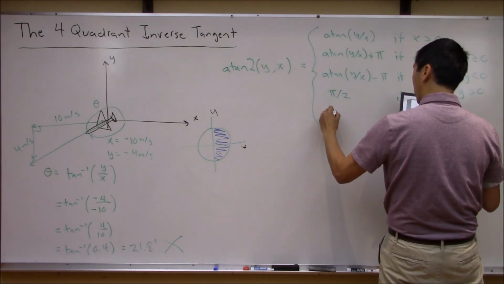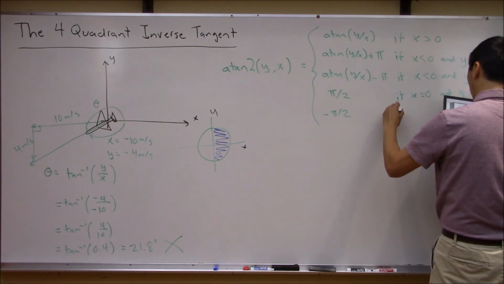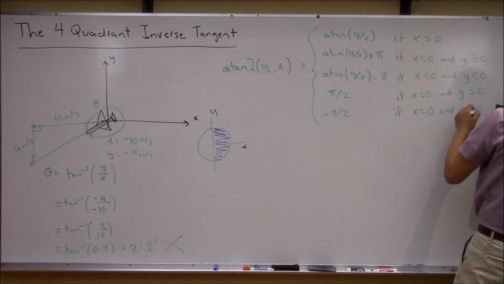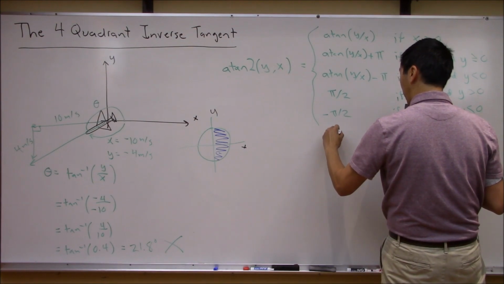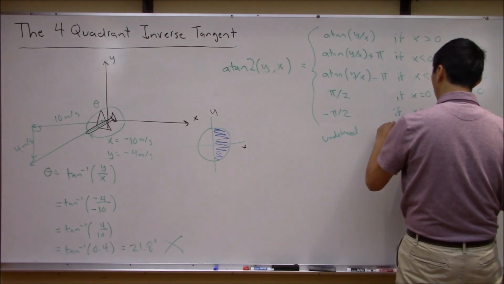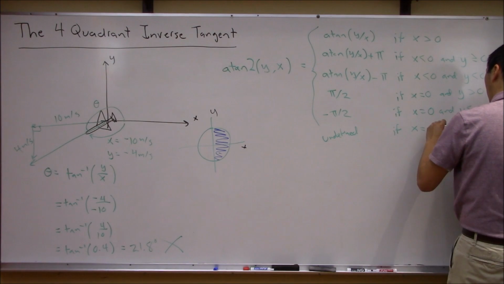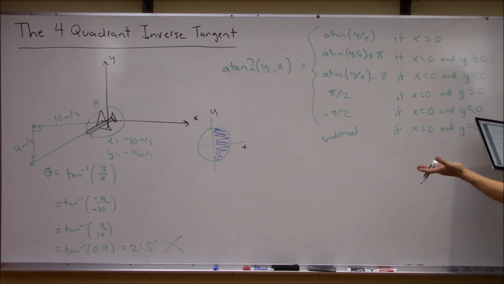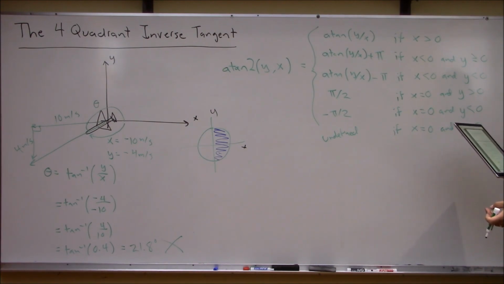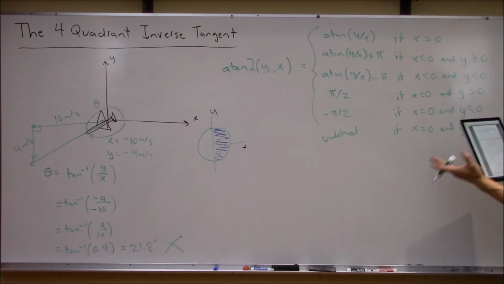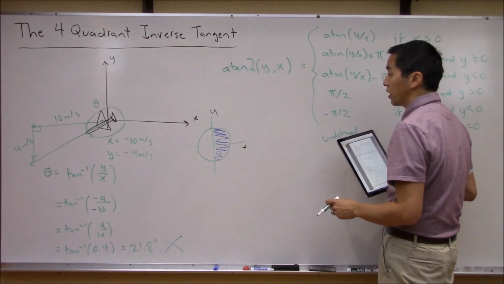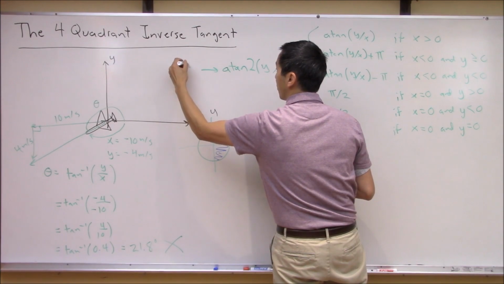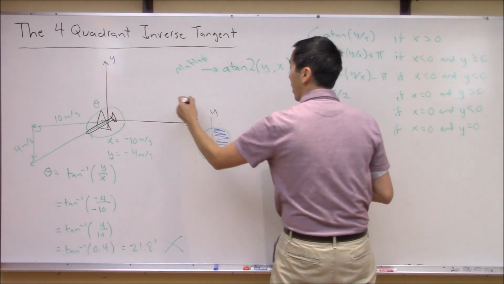It will return minus pi over 2 if x is equal to 0 and y is less than 0. And this thing is actually undefined if x and y are both exactly 0, right? So long story short, this is what's known as the atan2 function, or the 4-quadrant inverse tangent. Again, this is the MATLAB name for it, so MATLAB implements this as atan2.